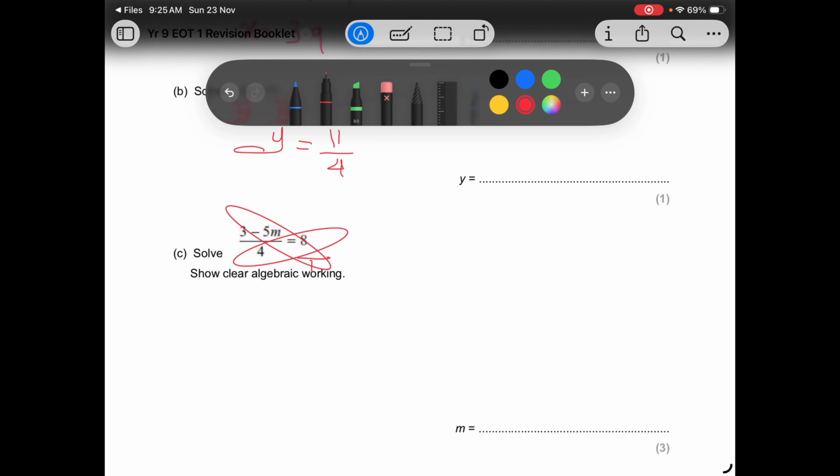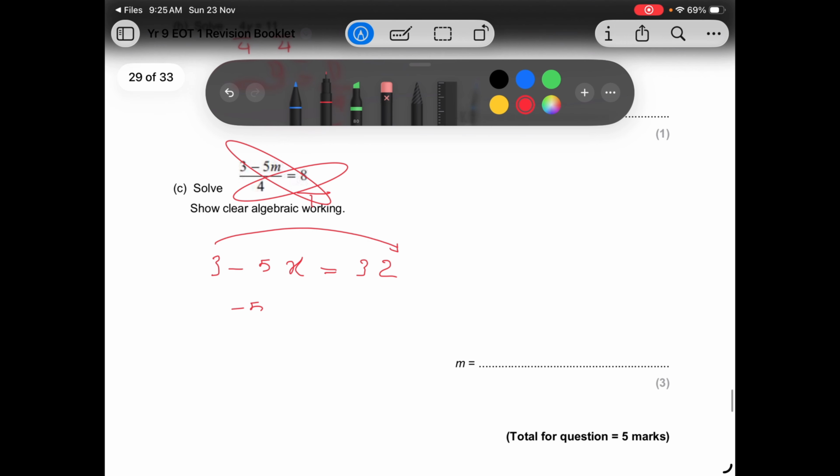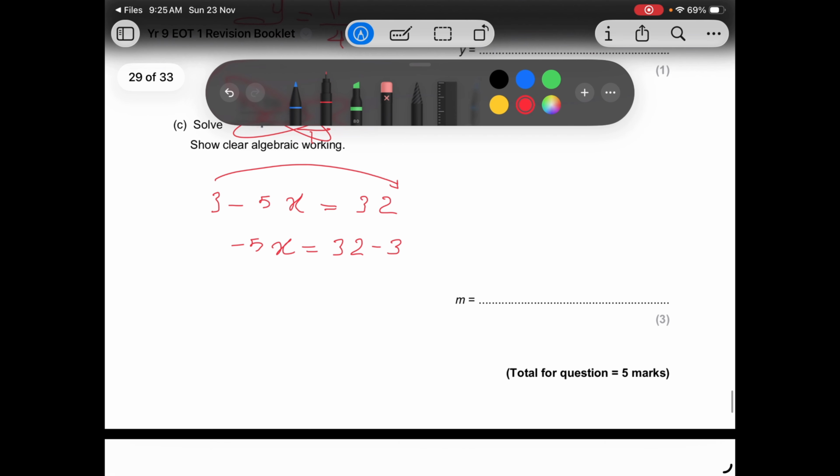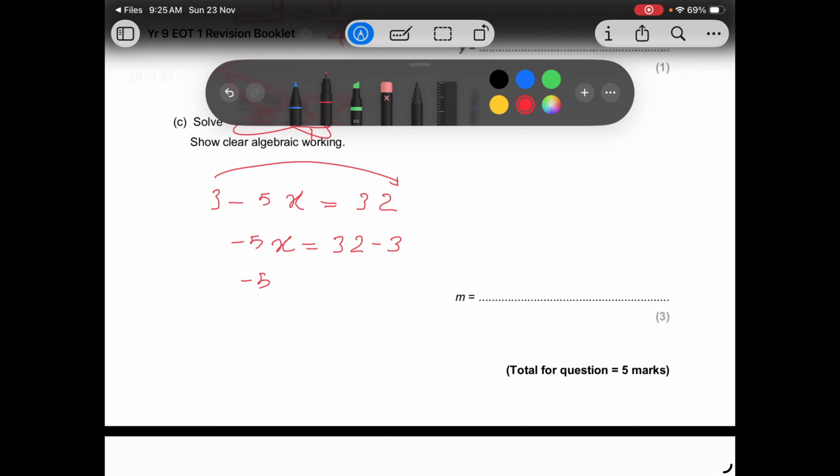So this is what we call cross multiplication, okay? So 3 minus 5x equals 4 times 3 is 32. Then you can move this to this side. It will be minus 5x equals 32 minus 3, which is 29. Then minus 5x equals 29. And if you divide by minus 5 by minus 5, you will have the answer.